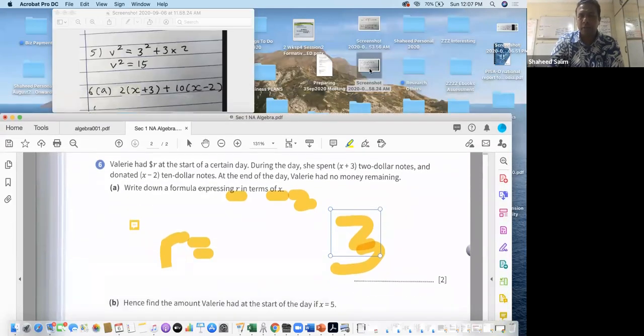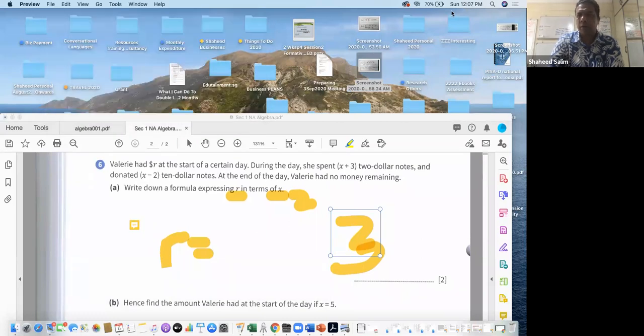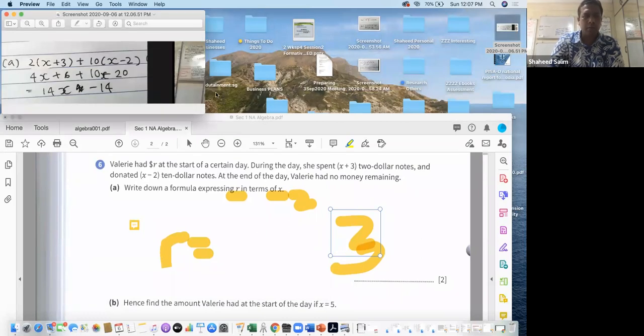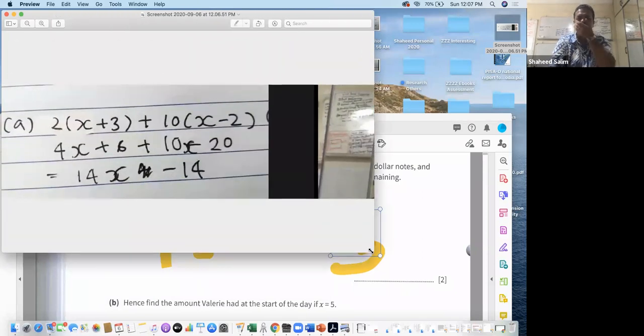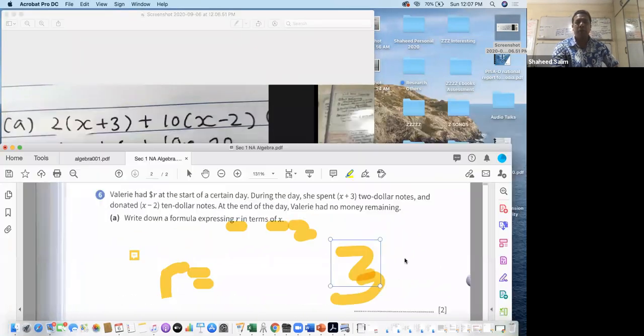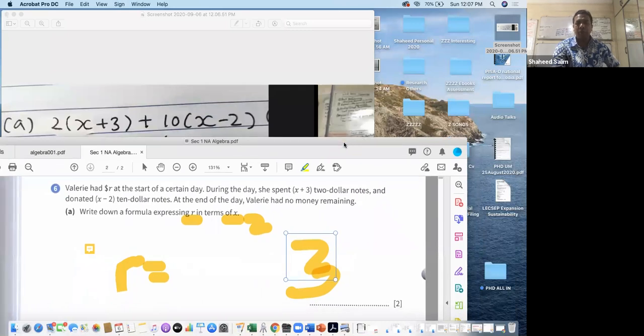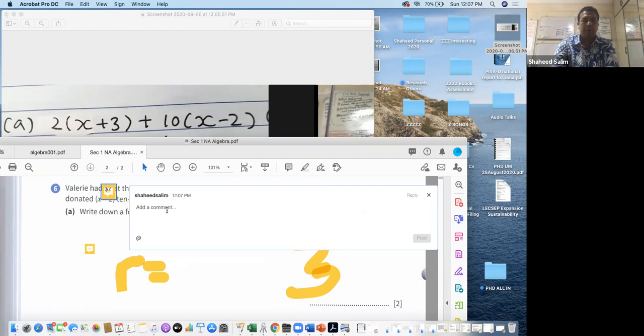We are now going to go through what you have. Let us see now. Is this the one? No, this is not the one. This one, right? Can you see the screen? Now you have to put the R down here. So I'm going to write for you now down here. You can see whatever I'm going to type, right? So now you write R equals 2(x + 3) + 10(x - 2). Do you understand why you need to do this?